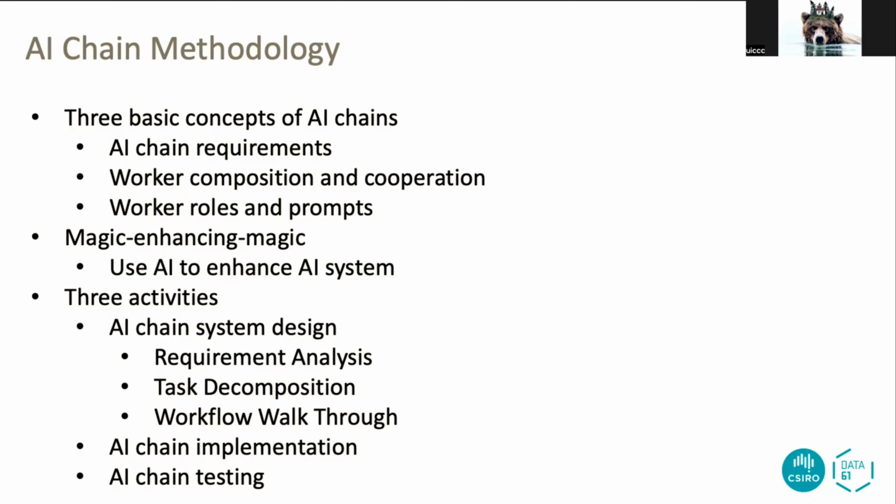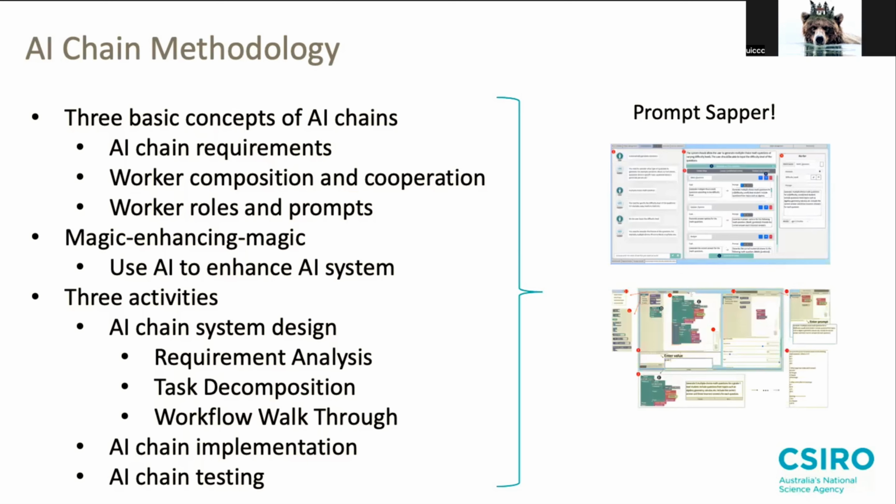In addition, we systematically define three key activities, from AI chain system design and AI chain implementation to AI chain testing. Based on this methodology, we developed our Prompt Sapper, an IDE which embeds the methodology naturally to assist AI engineers in developing their AI chains.